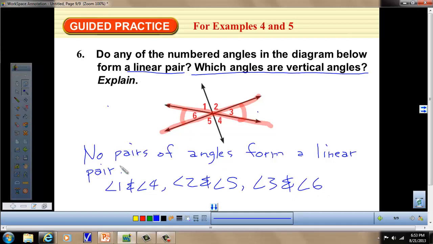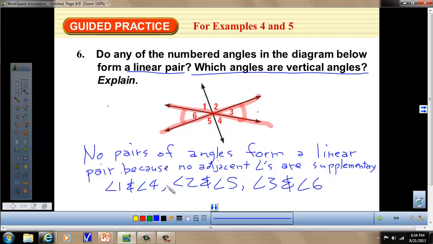Okay? Now, why are there no linear pairs? We would say because no adjacent angles are supplementary. That's a good way to explain it. I like that. Just made that up. So adjacent angles have to be supplementary. These two angles don't add up to 180, therefore no good.